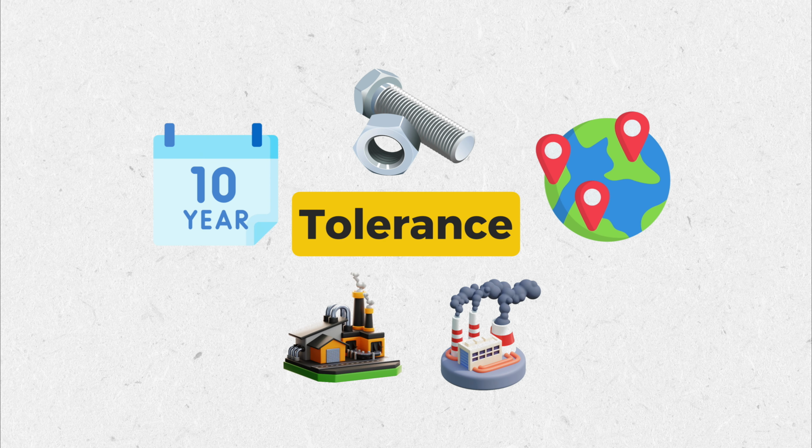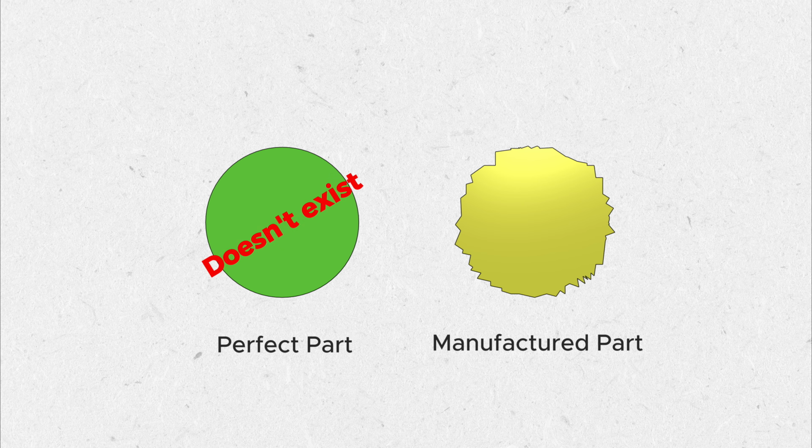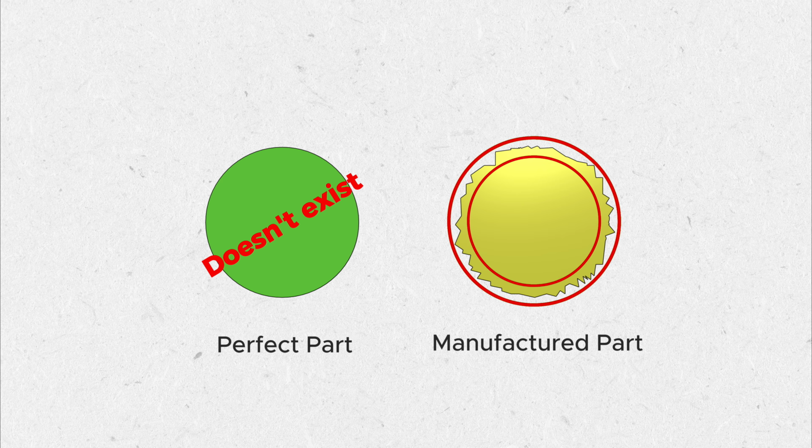Engineering tolerance refers to the allowed variation in the size or dimension of a manufactured part. Because it's impossible to produce components with absolutely perfect measurements, tolerances set the upper and lower limits that ensure each part still works properly within an assembly. These limits are specified on engineering drawings to guide both manufacturing and quality inspection.